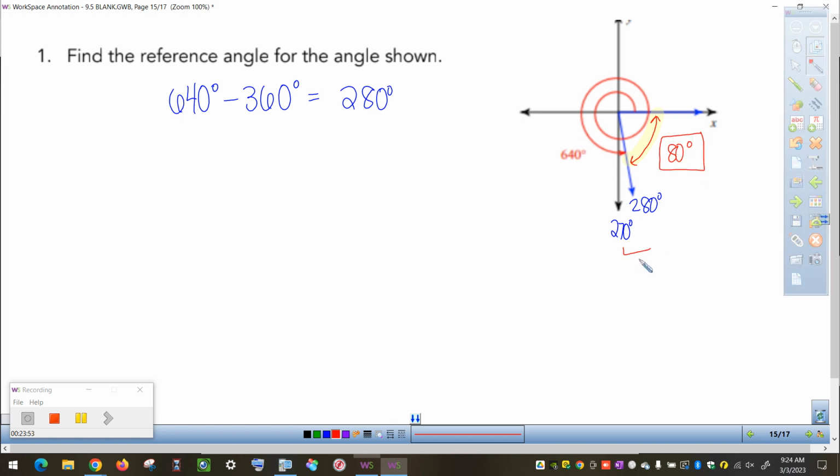So it's just 10 degrees in. If we think about that as a 90-degree section, we have 10 degrees already traveled from 270 to 280, so then we would have 80 degrees more to go. So that's what the reference angle is.